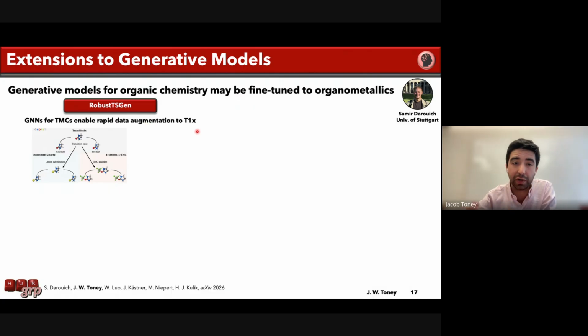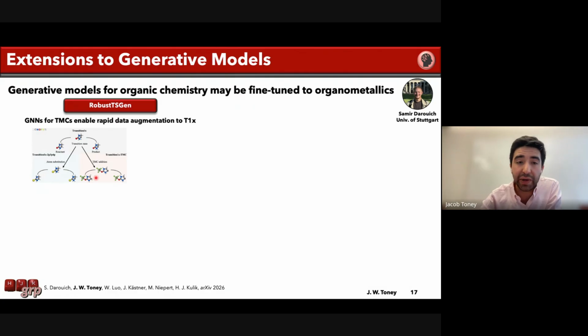So we took the Transition1x data set of small organic reactions, systematically replaced some elements with their same-group elements in a different row of the periodic table. So oxygen became sulfur sometimes, nitrogen became phosphorus, carbon became silicon, and we redid the transition state calculation.